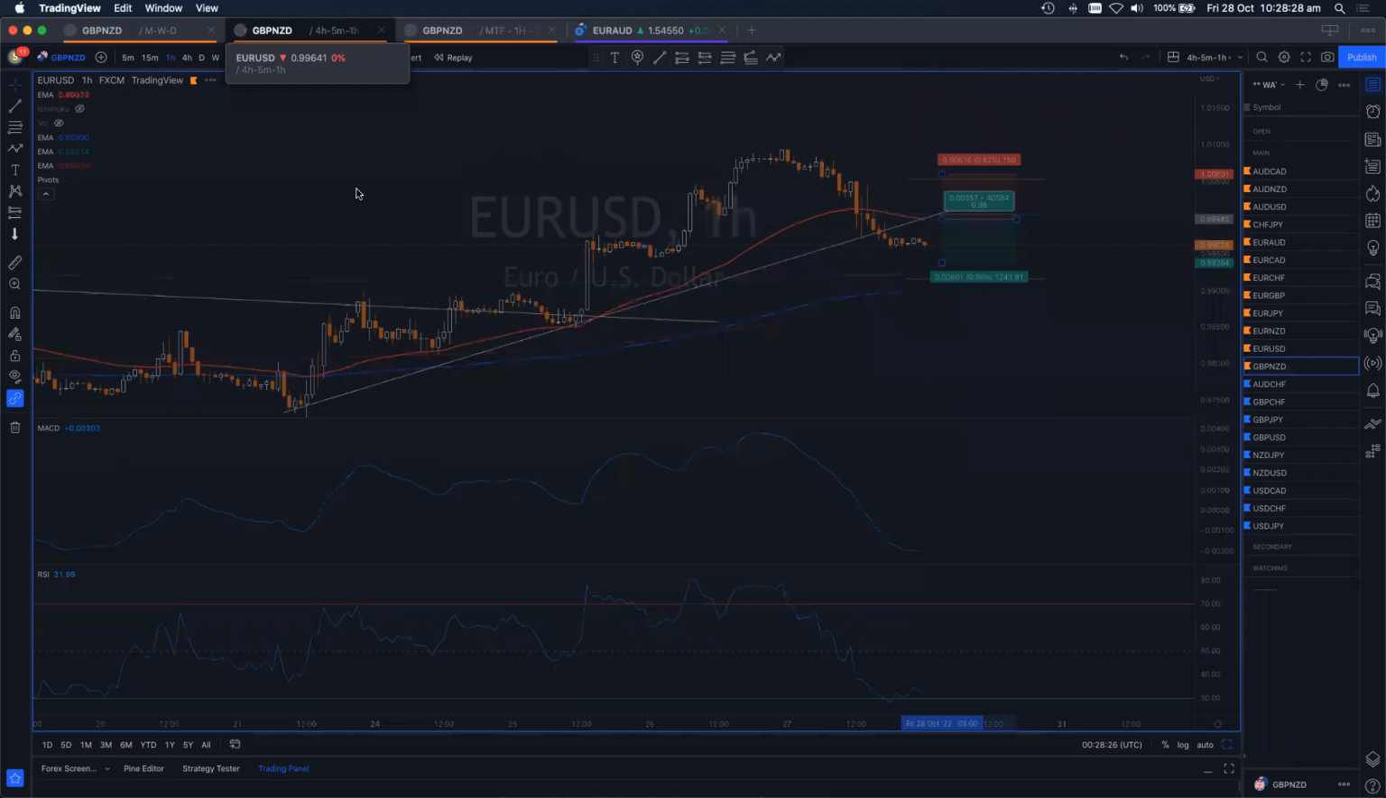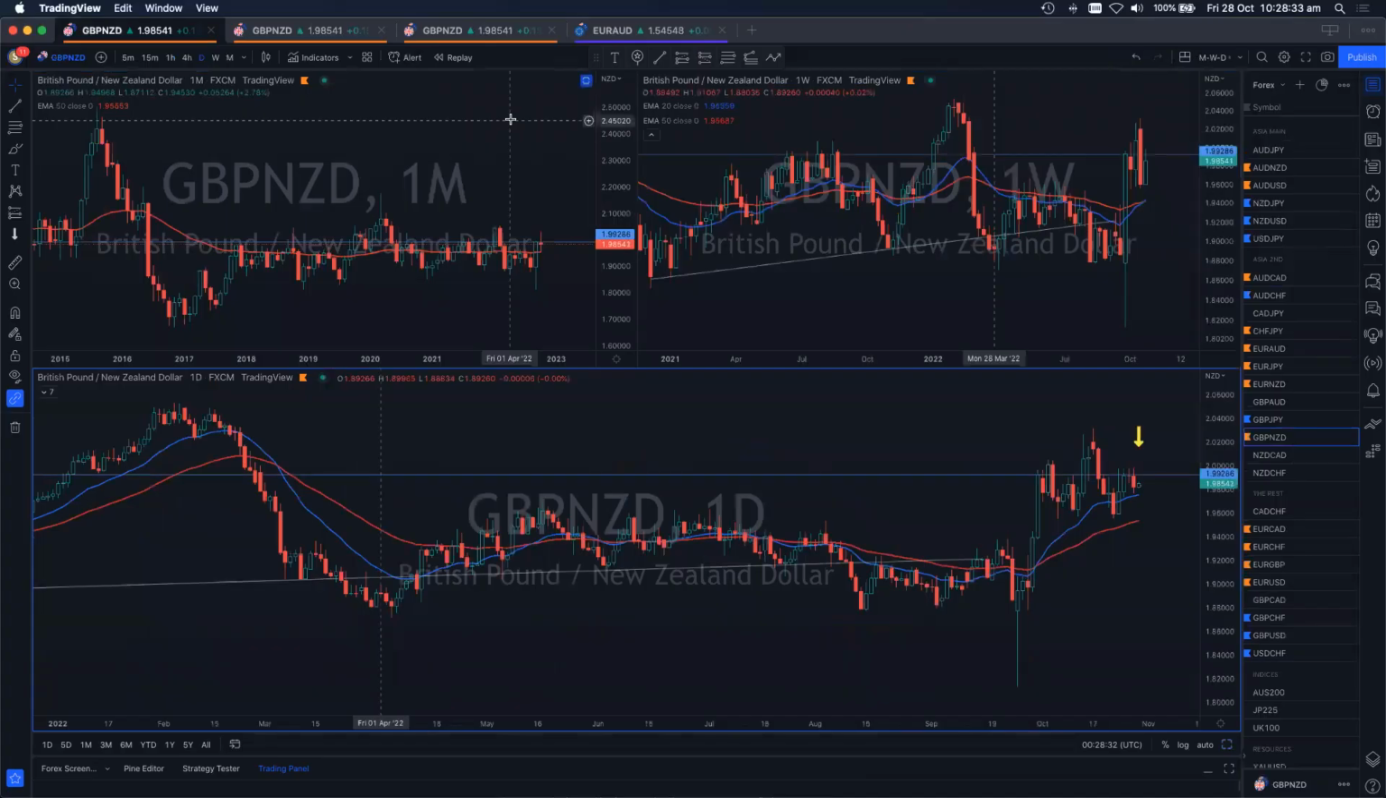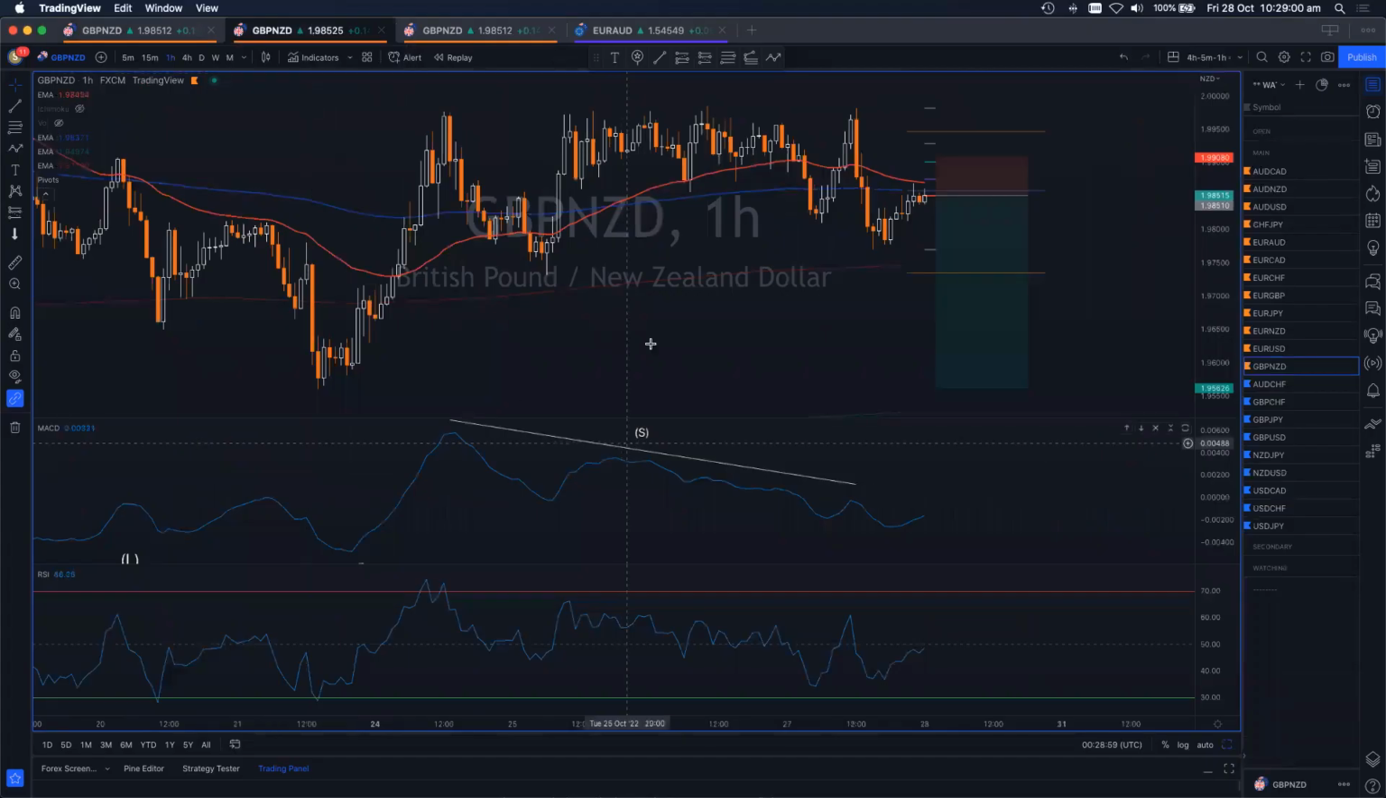All right, Pound Kiwi. Pound Kiwi, oh, a bit messy, isn't it? Kind of making a head and shoulders pattern on the daily here. Rejected this level again, which is not spectacular. Bit of bearish pressure. Yeah, it's not that great, is it? Not that clear on the daily there, but we'll go to the hourly and see what we get.